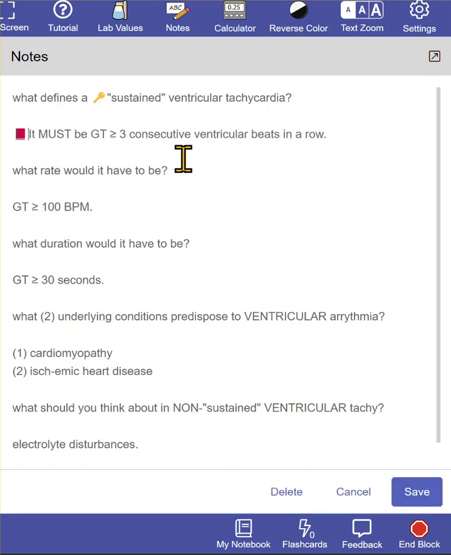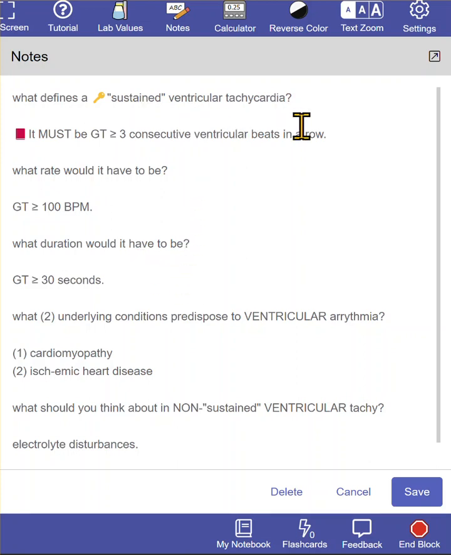So this is a little dictionary icon. It must be greater than 3 consecutive ventricular beats in a row. So what rate would it have to be? It would have to be greater than 100 beats per minute. So beats per minute, so that's going to be tachycardia.